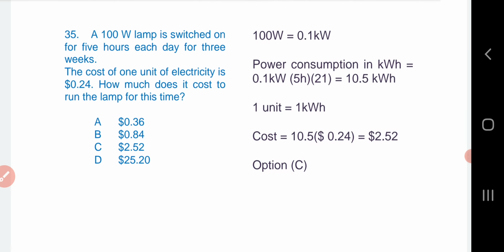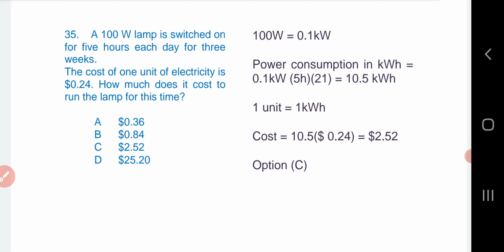Question number 35. A 100-watt lamp is switched on for 5 hours each day for 3 weeks. The cost of 1 unit of electricity is $0.24. How much does it cost to run the lamp for this time?